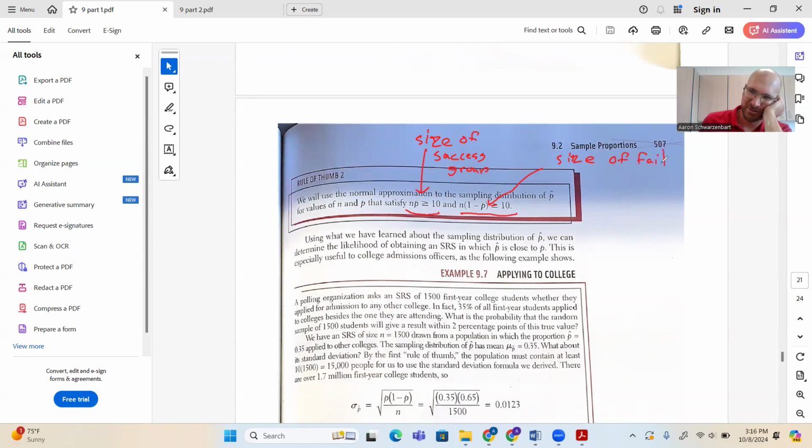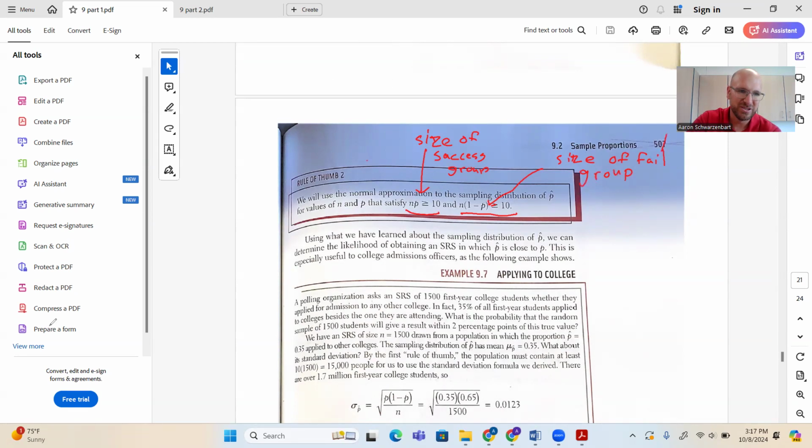If it's really slanted one way, you could have a really big one, but you need to have at least 10. So if it's a 98% chance, I can do 100. I get 98 yeses. I only get 2 in the no group. That cannot be approximated to normal. It needs to have at least 10 in that no group size.